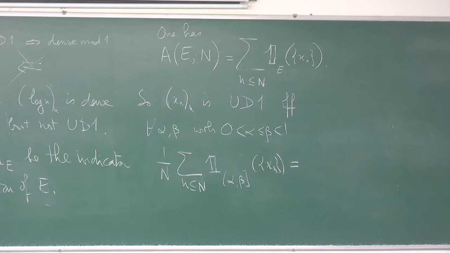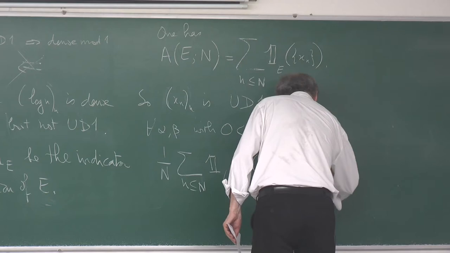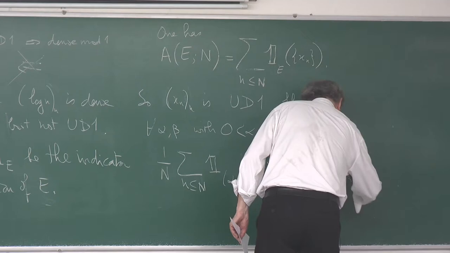But this beta minus alpha you can consider as the integral of the function. So this is the integral from 0 to 1 of the indicator of the interval alpha beta of t dt.